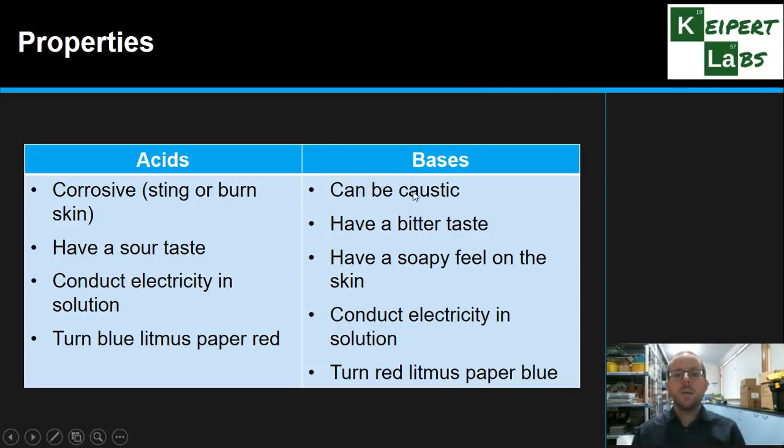Whereas bases, we say they can be caustic. Caustic is very similar to corrosive. The effect is very similar, certainly, but we use this slightly different term because the way that it works is different. Bases tend to have a bitter taste, so they're responsible for things like the taste of coffee and dark chocolate, which are based on alkaline compounds. They have a soapy feel on the skin because they react with the fats and oils in your skin to produce soap. They also produce ions in water, so they conduct electricity in solution. And the opposite of acids, they turn red litmus paper blue when something is basic.